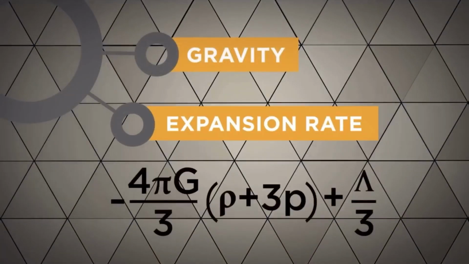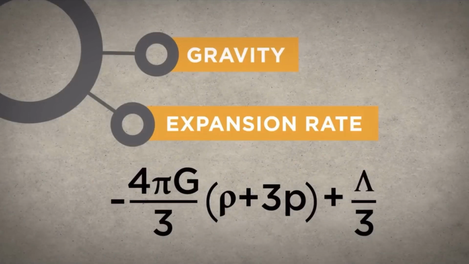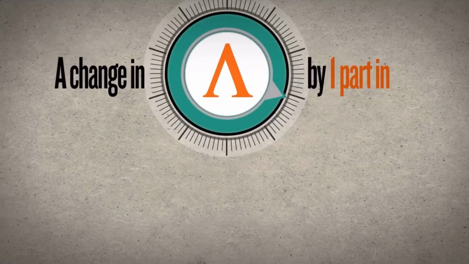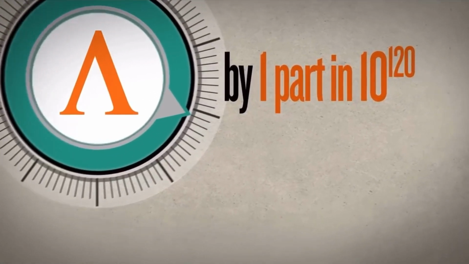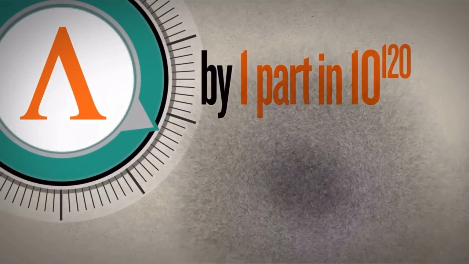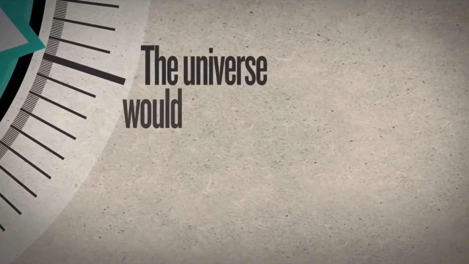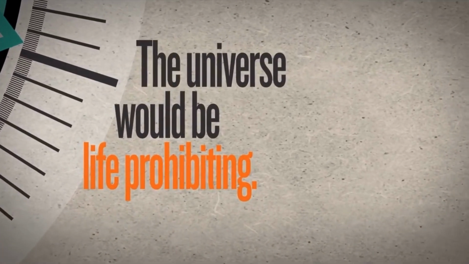Or consider the expansion rate of the universe. This is driven by the cosmological constant. A change in its value by a mere 1 part in 10 to the 120th parts would cause the universe to expand too rapidly or too slowly. In either case, the universe would, again, be life-prohibiting.